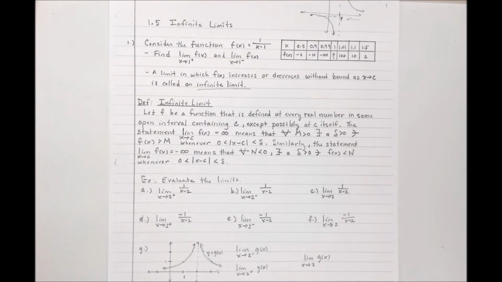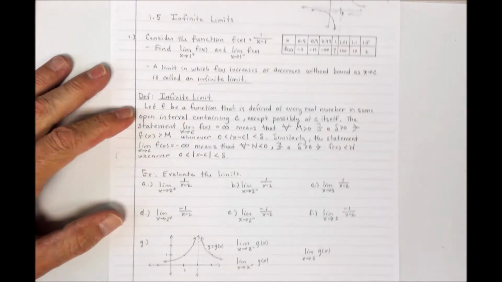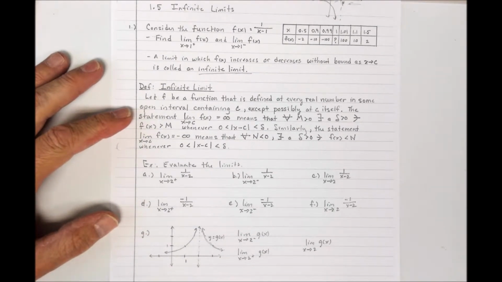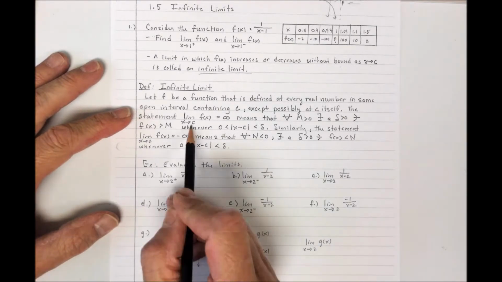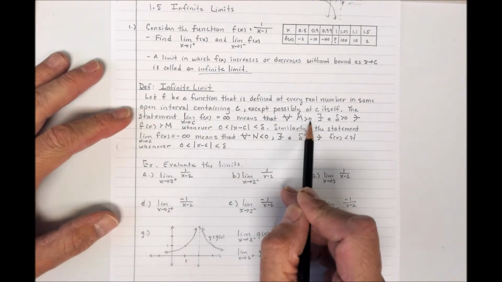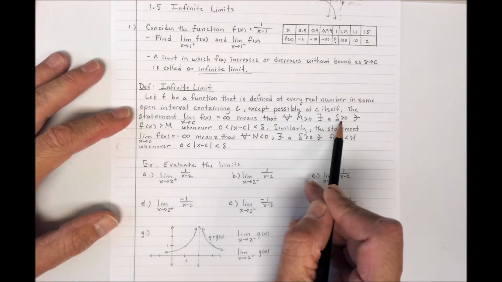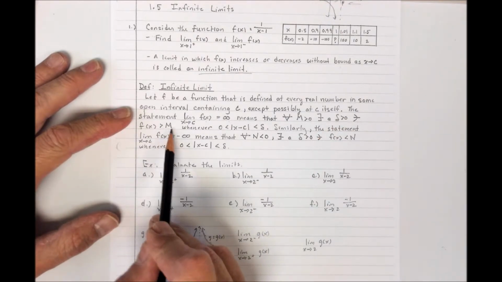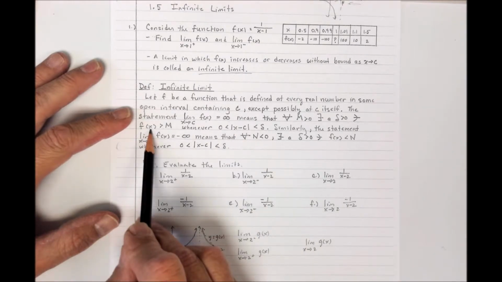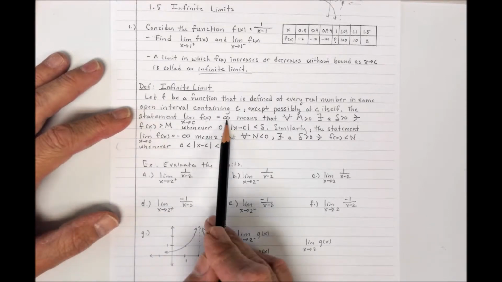And so the definition of an infinite limit: let f be a function that is defined at every real number in some open interval containing c, except possibly at c itself. You know, the limit doesn't exist at c. The statement that the limit as x approaches c of f of x goes to infinity means that for all M greater than 0, there exists a delta greater than 0 such that f of x is greater than M whenever 0 is less than the absolute value of x minus c is less than delta, which is saying that as x gets closer and closer to c, our f of x value gets bigger and bigger. And when we have that happen, we say that the limit is infinity.